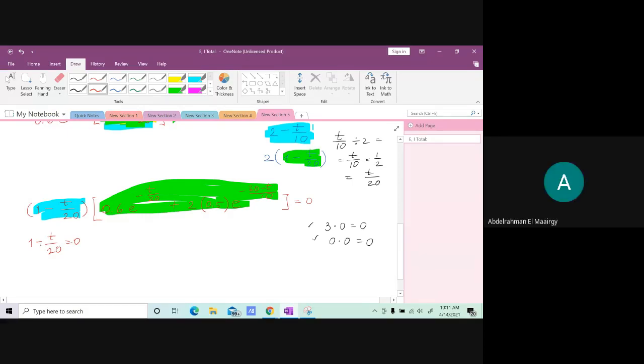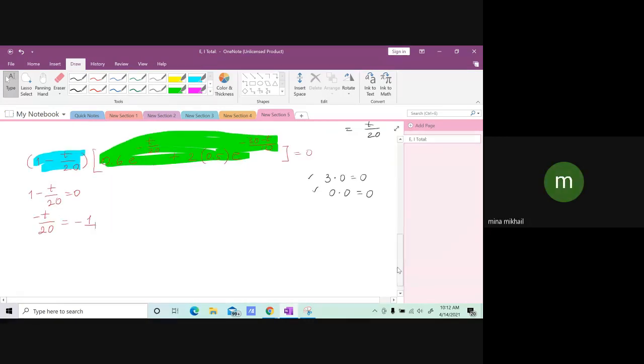So the first one, 1 minus t over 20 equals 0, so negative t over 20 is equal to negative 1, because you move the 1 to the other side. Yes, whatever, it doesn't matter. Anyways, what's t? T is multiplied by 20, so t equals 20. Okay, so there is a solution in this equation, right?